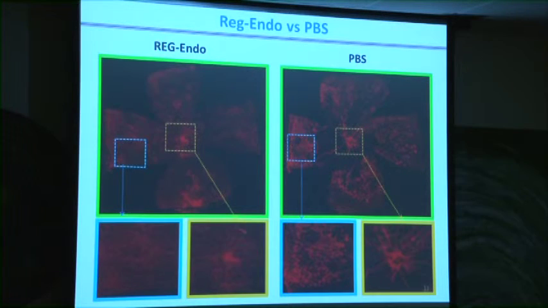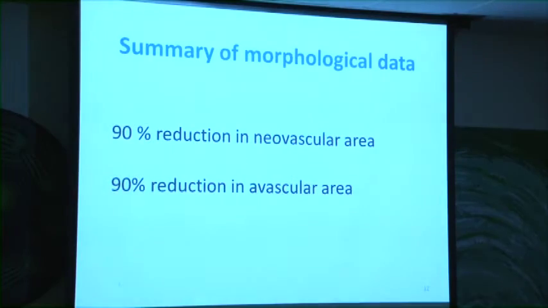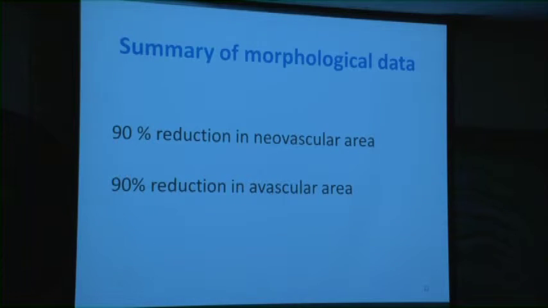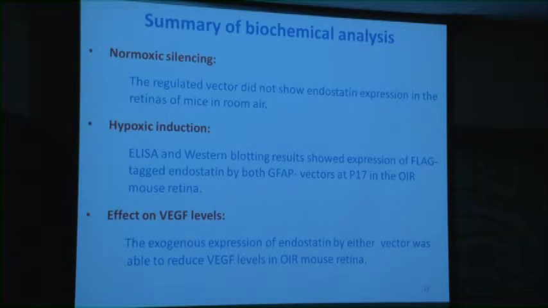However, when we look at our experimental situation, we see that, as in a normal situation, this is more vascularized here in the center, and in the periphery we don't have these huge globs of vessels anymore, but we have a nice vascularization. So the summary of our morphological data is that we had a 90% reduction in the neovascular area in the periphery, and a 90% reduction in the avascular area. So that avascular area became vascularized.